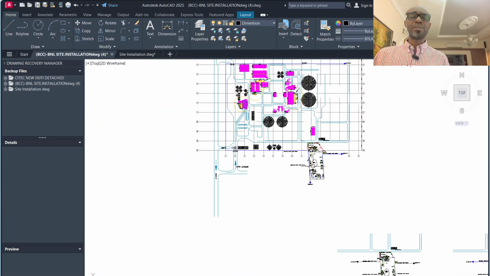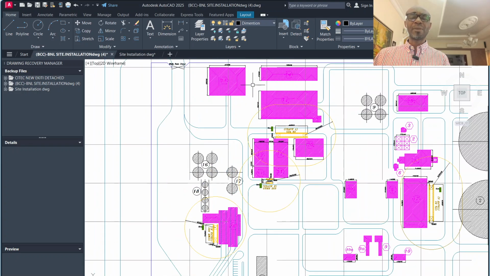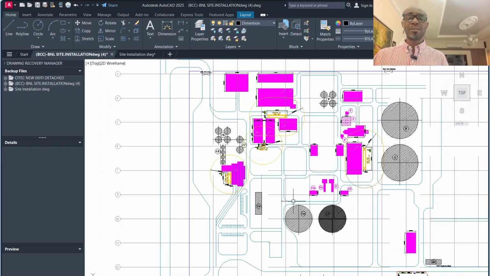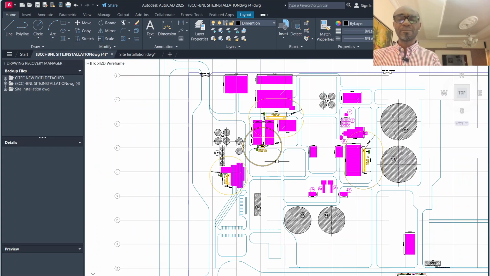And if it will interest you, this plan in review is a cement factory that I was part of. I was part of the team that went and built it.